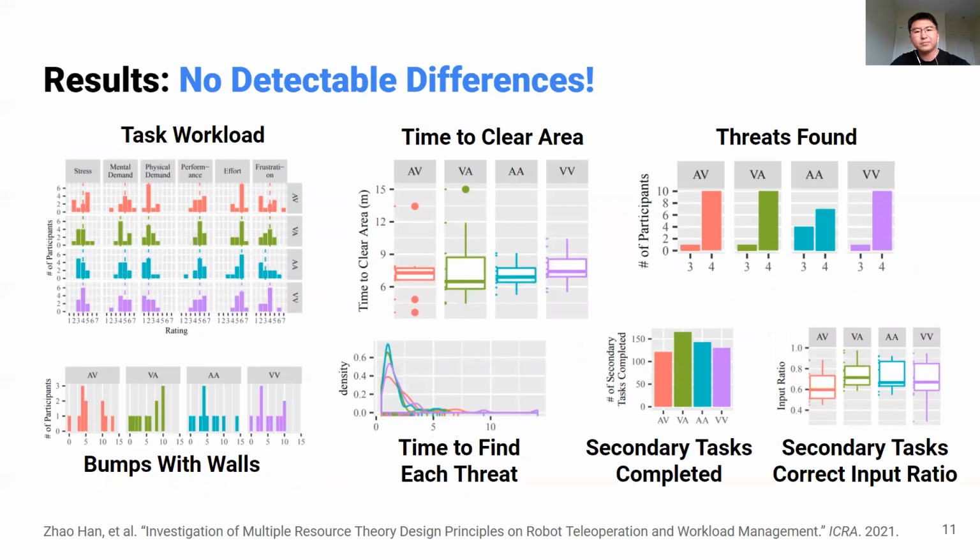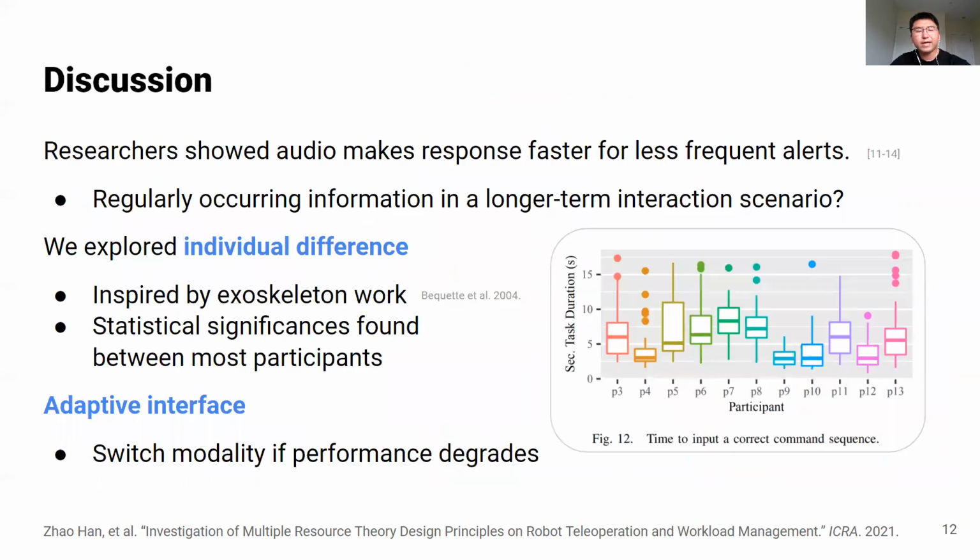Surprisingly, there are no detectable differences in all 7 metrics after we analyzed all the results. For the task workload, each looks the same. No differences in the time to clear arena statistic. Most participants found all the threats, and we have the same number of bumps across conditions, as well as the time to find each threat. There is no detectable difference. All distributions look the same. For the secondary task, there are no detectable differences in terms of the number of completed tasks and the correct input ratio. So what can we get from this?